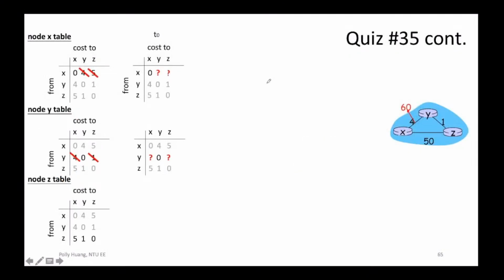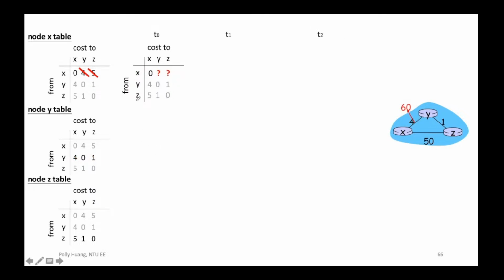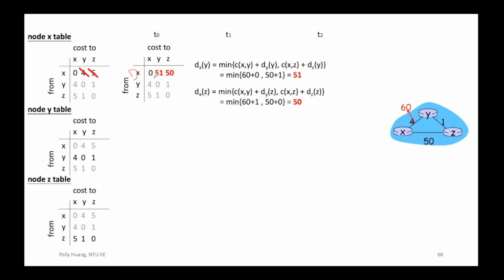Yeah, quiz 35, the scenario is a bit tricky. Let's try to be patient and walk through the derivation of dx for node x and dy for node y. Let's start from dx. Let me just show the final result real quick. The xy, the first value here should be 51. The xz, the second value, should be 50. And the detail is this, again, from the source to the destination.